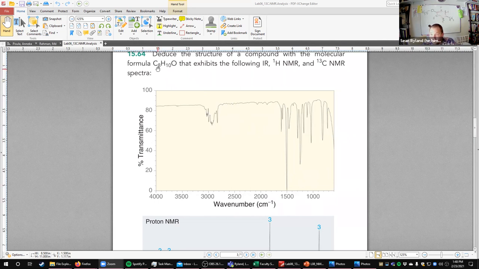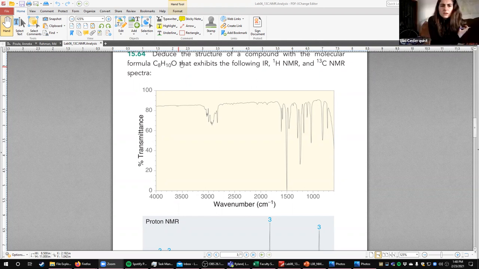So the first thing I would do is look at the formula and then say, okay, well, if I know I only have one oxygen, it can't be an acid. It can't be an ester. The formula itself will limit things. And then the IR will further limit it. Because just from the formula, I had four functional groups that had oxygen, right? And then I was able to eliminate three of those four just by looking at the IR immediately following.